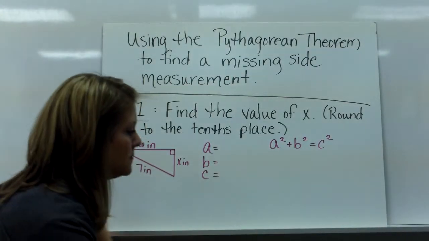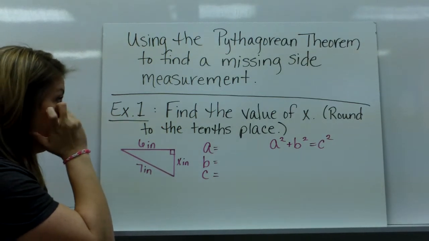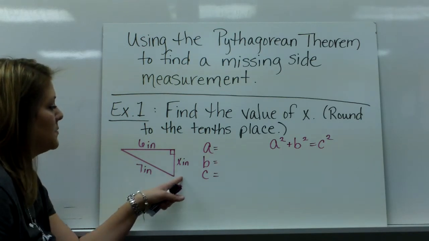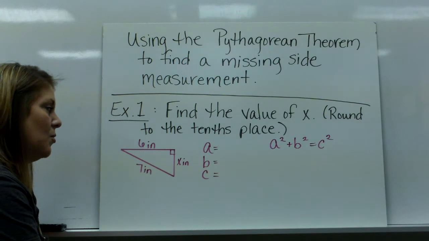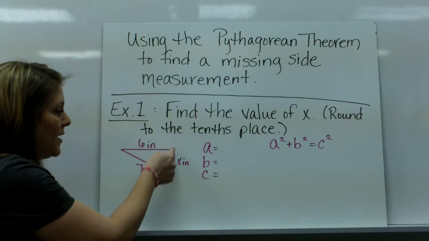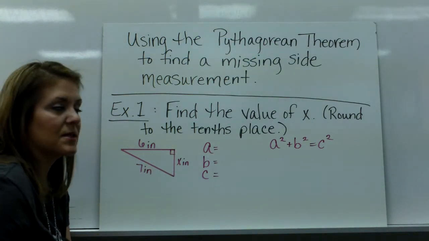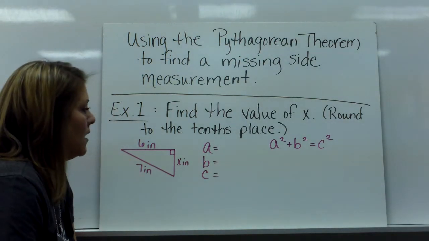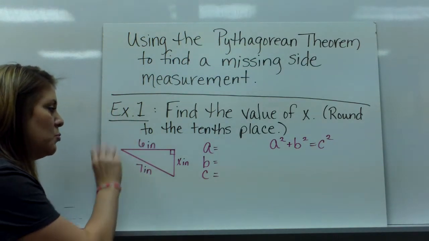All right. Our last example, we're going to look at using the Pythagorean theorem to find a missing side measurement. So in this particular triangle here, we know 6 inches is this horizontal side. We know 7 inches is the diagonal. We want to find the value of x, which is this vertical side. Round your answer to the 10th place because we are going to be dealing with square root, so you will need to round it.